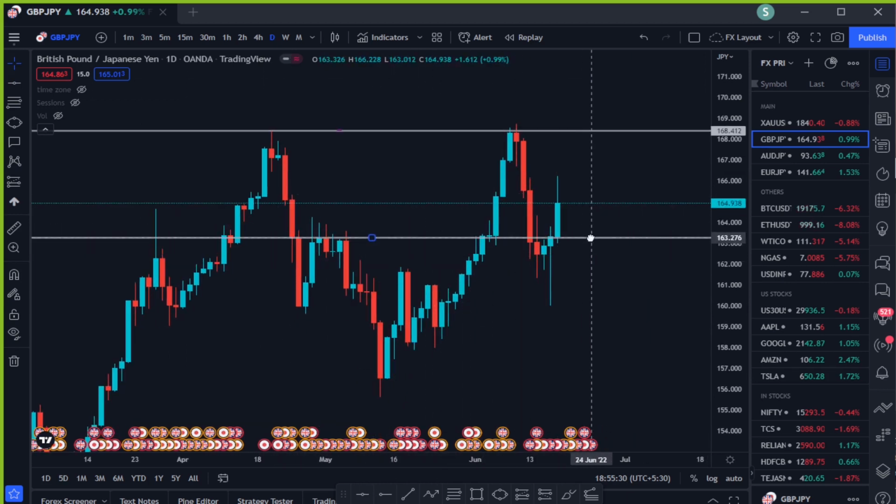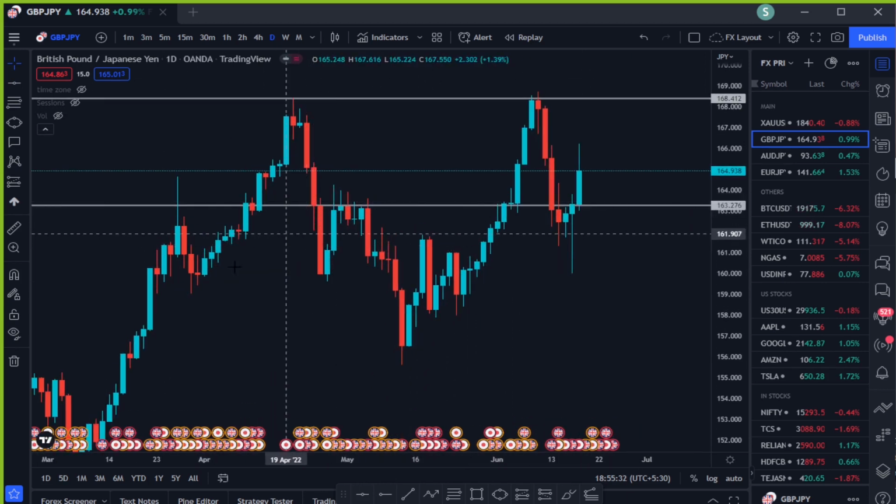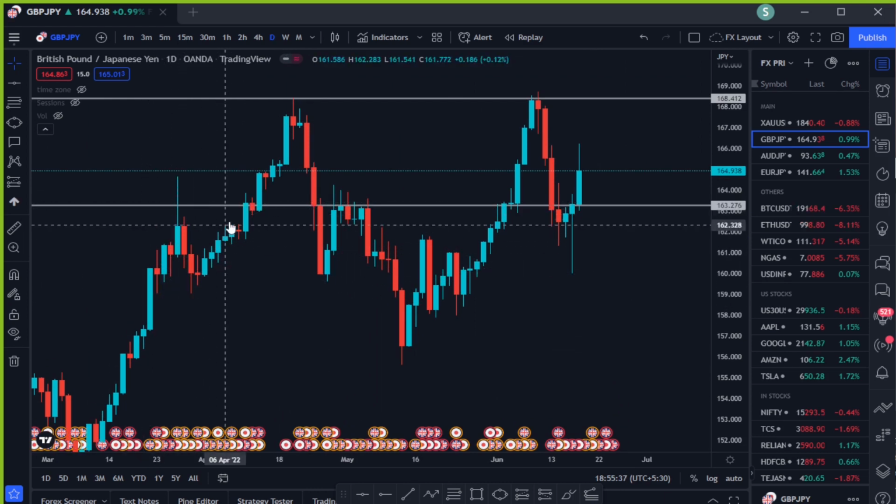If we see here, this was also a resistance. As we can see, previously when the price was going up, we found resistance. Price was going up, we found resistance. Price was going up, we found resistance. Here we did not find a breakthrough of the resistance.